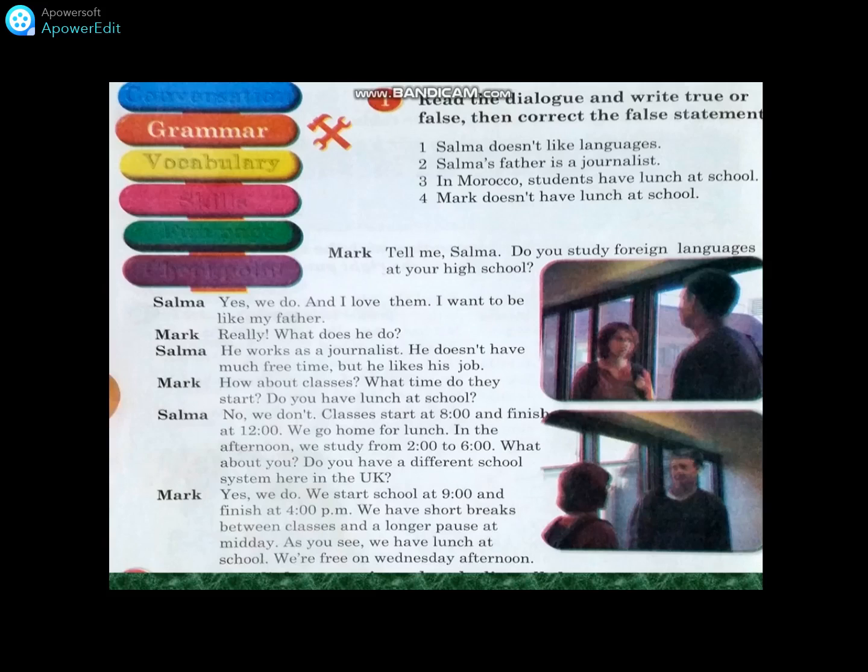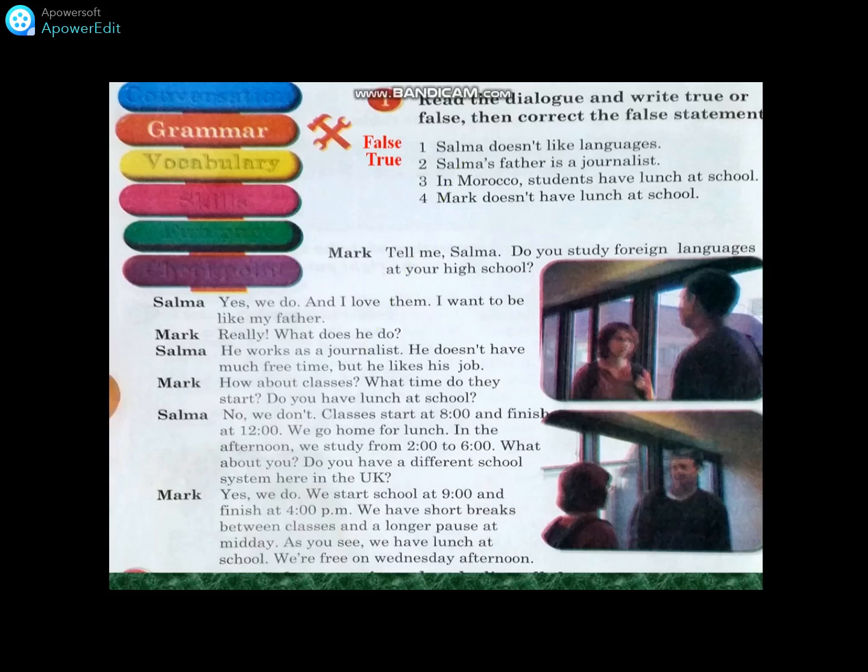Selma doesn't like languages. What do you think? It's false. How do you know that? Justify from the text. Well, she said, and I love them. Them refers to languages. Very good. Number 2. Selma's father is a journalist. Again, true or false? Justify from the text, please. It is true. How do you know that? He works as a journalist. Very good.